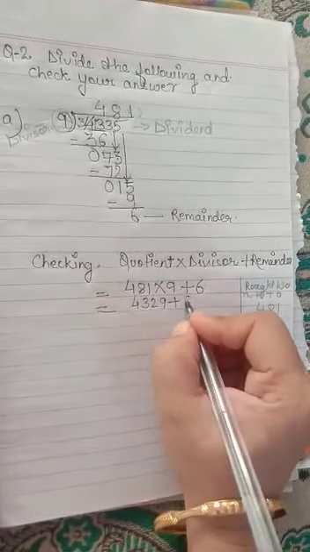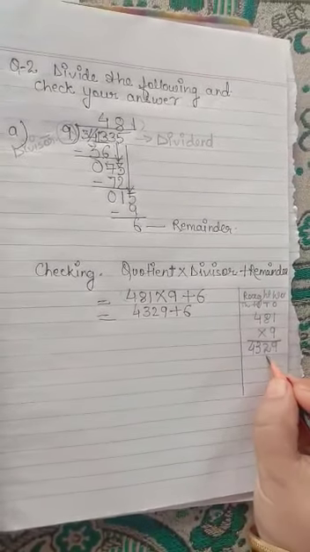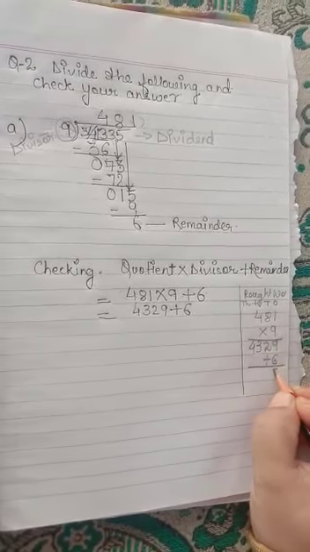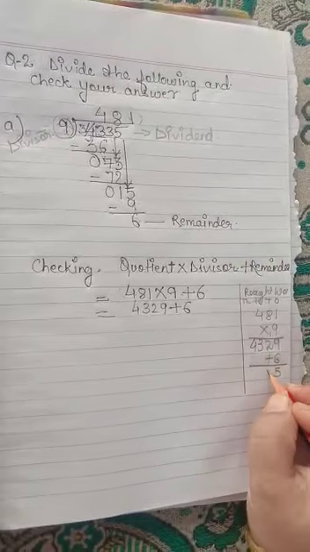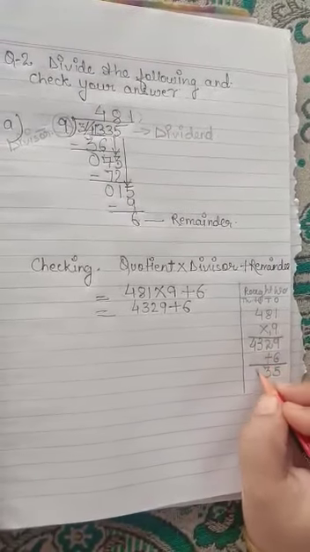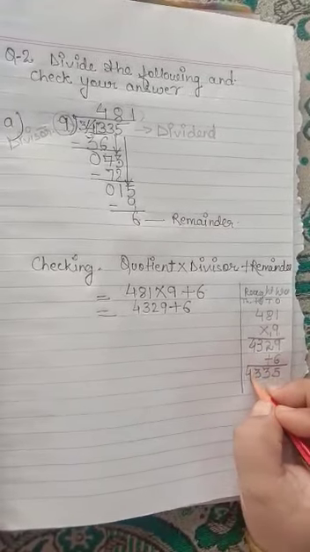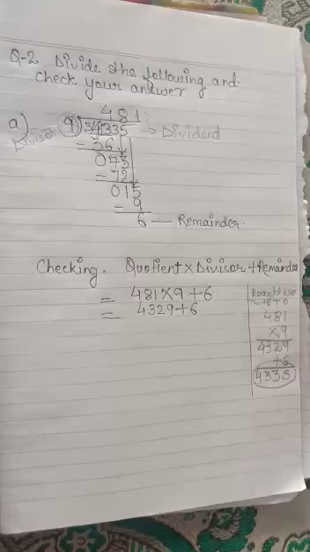प्लस 6. इसमें हम क्या ऐड करेंगे? 6 ऐड करेंगे. 9 plus 6, 15. Carry 1. 2 plus 1, 3. We'll write 3 as it is and as well as 4 also. Now we are having 4335.